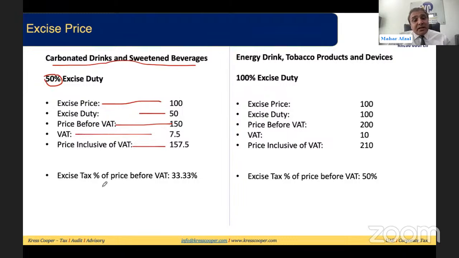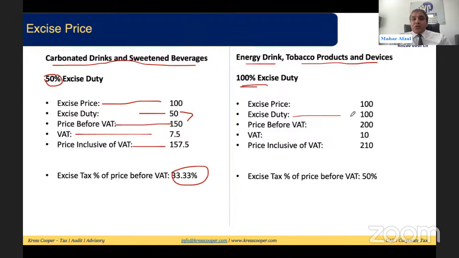Now, how much is the excise tax as a percentage of the price before VAT? It is 33%. How have I calculated it? 50 divided by 150. In the same way, in the case of energy drinks, tobacco products and devices, the excise duty is 100%.